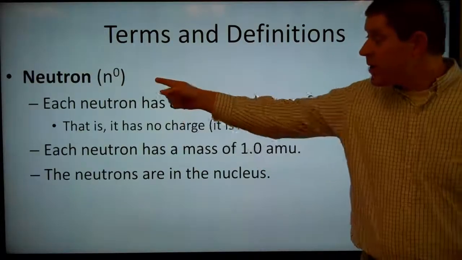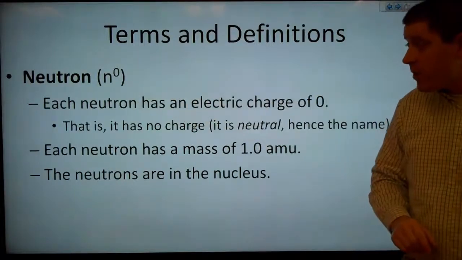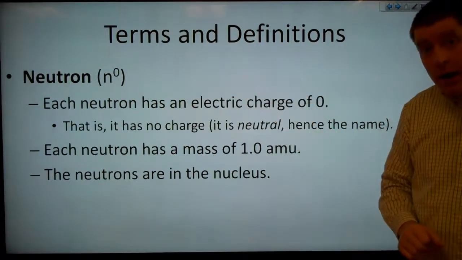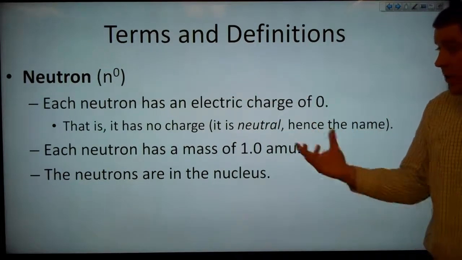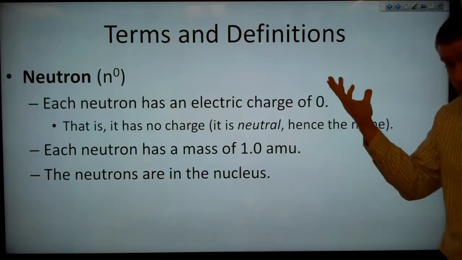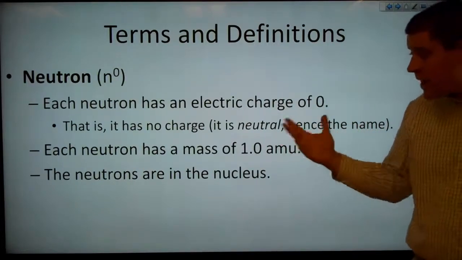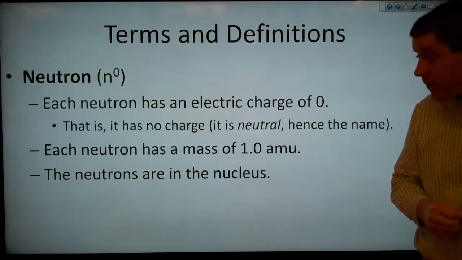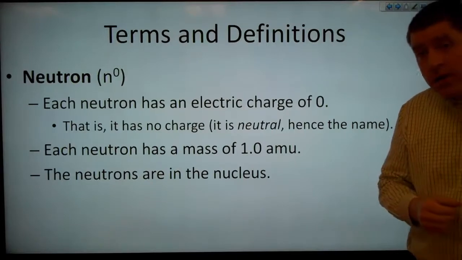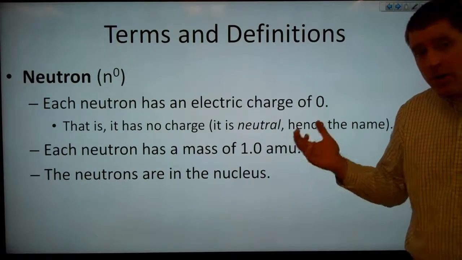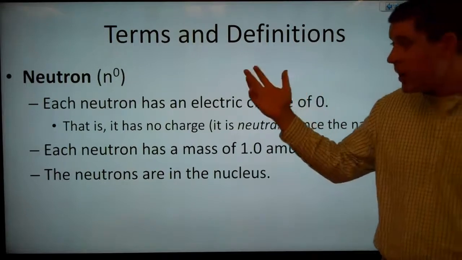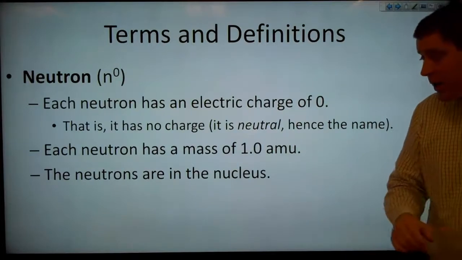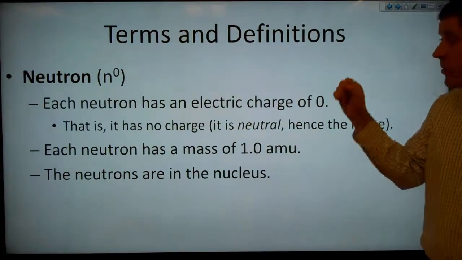The neutron, which is symbolized lowercase n with a superscript 0, has an electric charge of 0, which is why we have the 0 on the upper right, indicating its charge, which means that it has no charge. It's neutral, hence the name neutron. Each neutron has a mass of 1.0 AMU, just like the proton did. So, as far as chemistry is concerned, the only difference between a neutron and a proton is that the proton has a positive 1 charge, the neutron has a 0 charge. And the neutrons are also in the nucleus along with the protons.